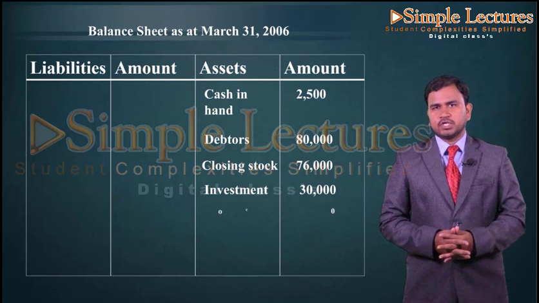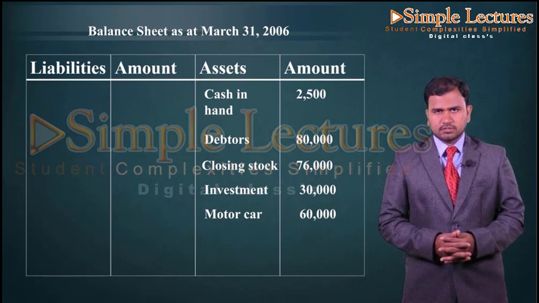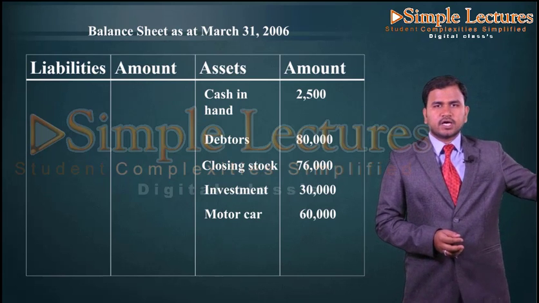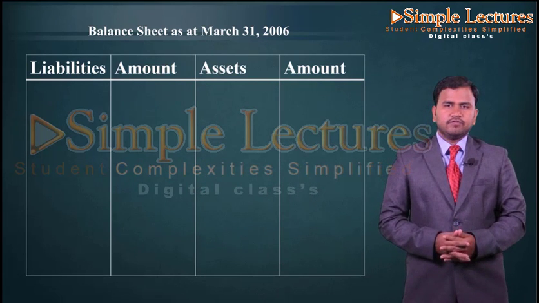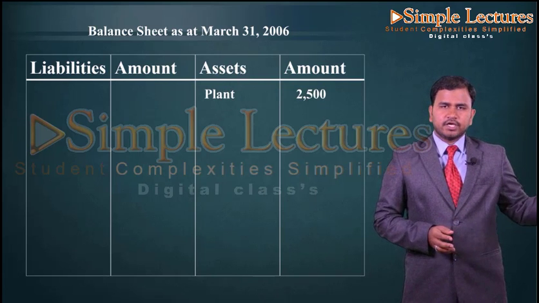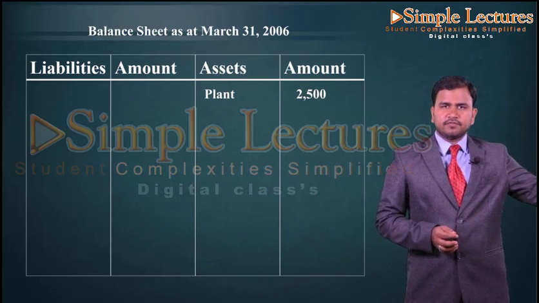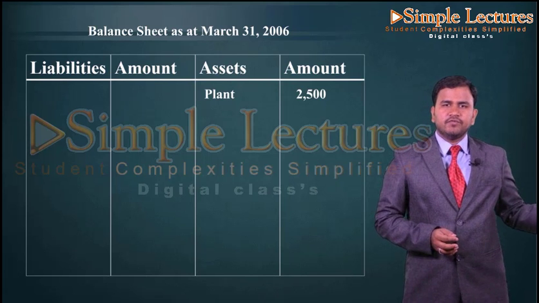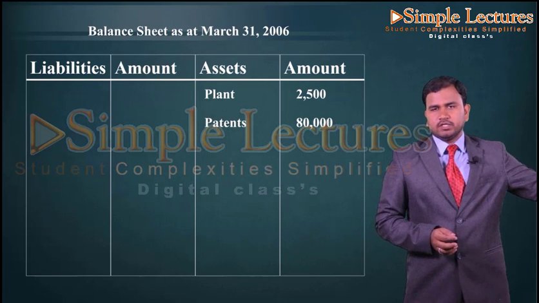Then we have motor car which is 60,000. Then again in the same side, motor car 60,000. Then we have plant which is costing 1,53,900. Again in the asset side, plant 1,53,900. Then we have patent which is 12,000.